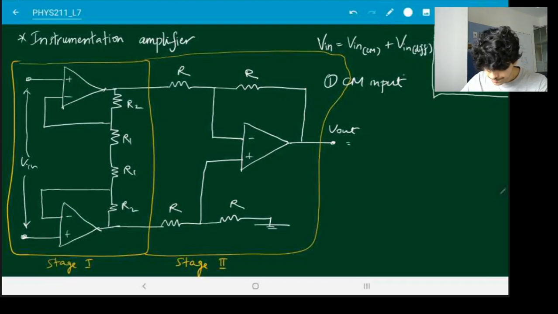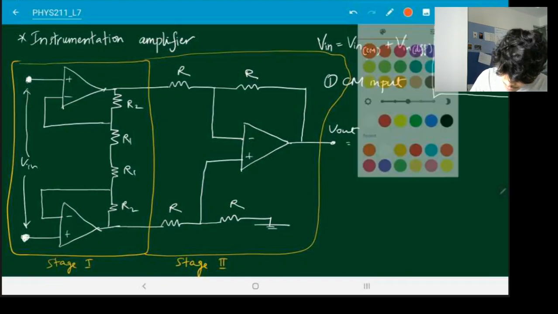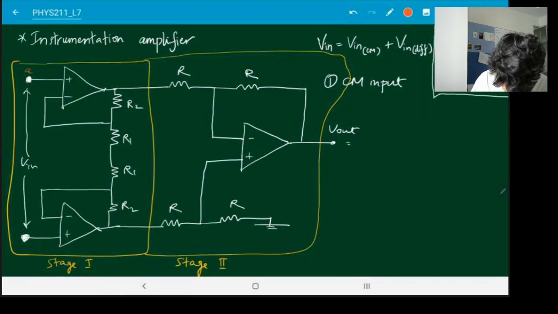Now let's look at stage 1. What happens in stage 1? Okay, so suppose there is some voltage over here, and that same voltage is also over here. Therefore, wait, let's give these some names just to make it easier for us to describe them. So let's call these A, B, C, D, E, F, G, H.